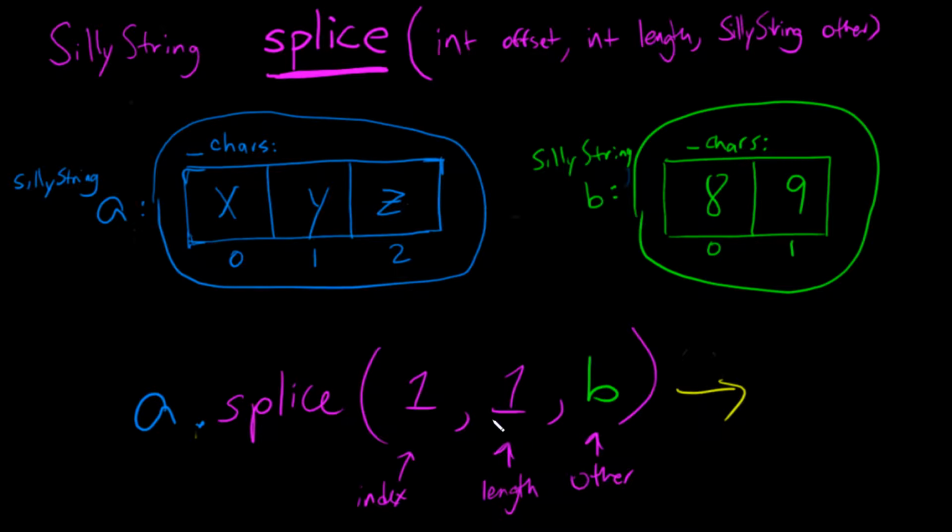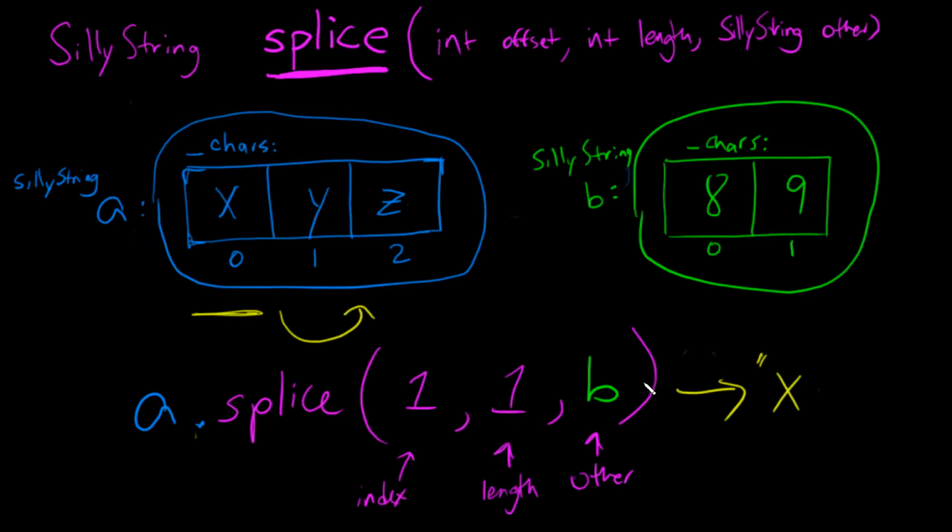What happens here? Well, we're going to take all of the characters of our original array, starting from 0 up until this index. So that is this single character X. And then we're going to skip over one element in this array. So we're going to skip Y. We'll come back to that.